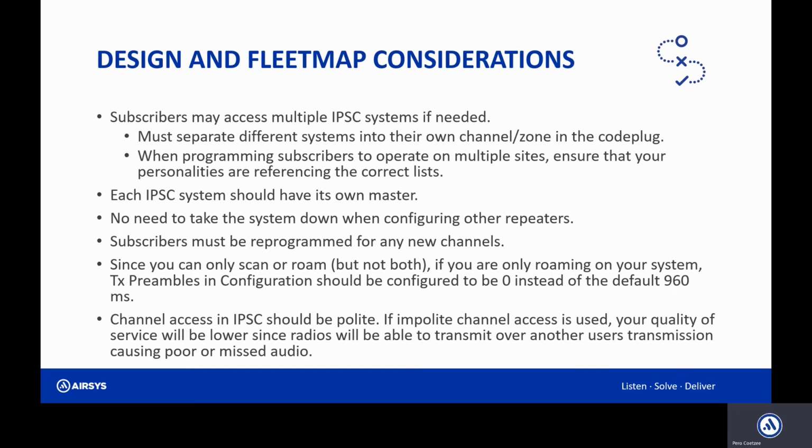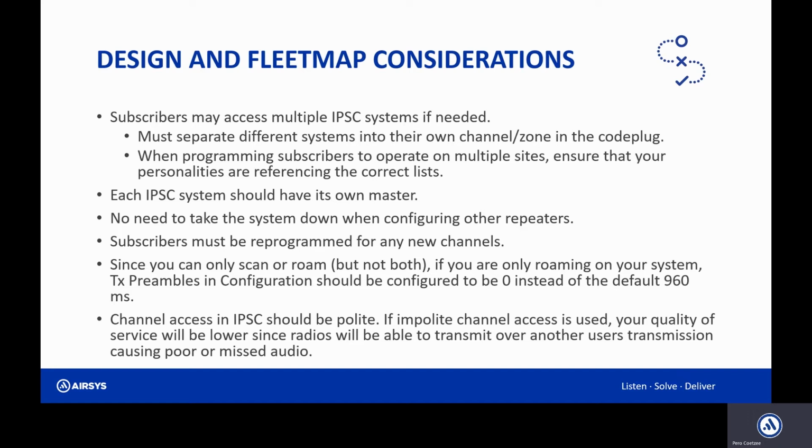So subscribers may access multiple IP site connect systems if needed. Separate systems must be separated into their own channel zones in the code plug, and that's just to keep things tidy so that you don't get confused with different systems if they're all selectable via the channel selector. So if you put them in different zones, then at least they'll be separated that way, and you can be sure to access the right system.